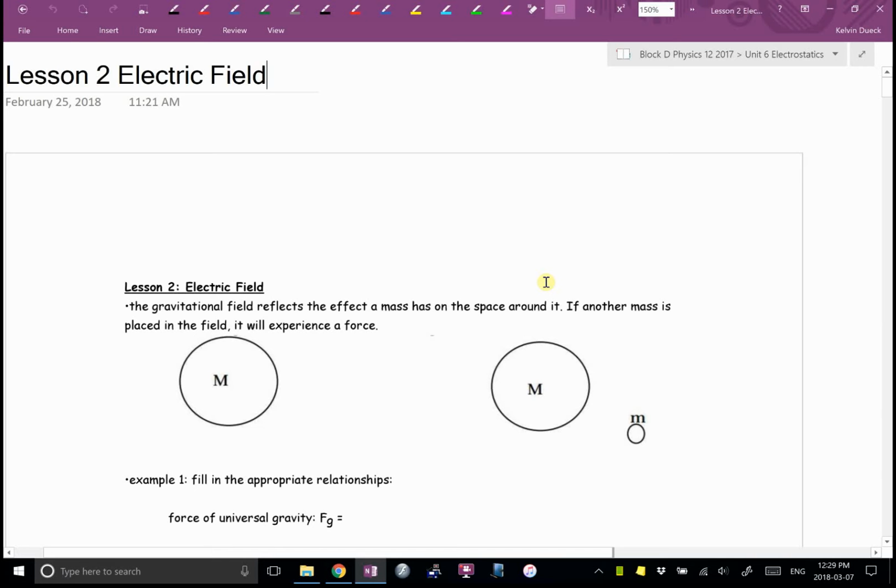Lena, my angel, can you read to me the title? Lesson 2, Electric Field. Field, I've heard that word in the last unit. So this little bit is a bit of review.